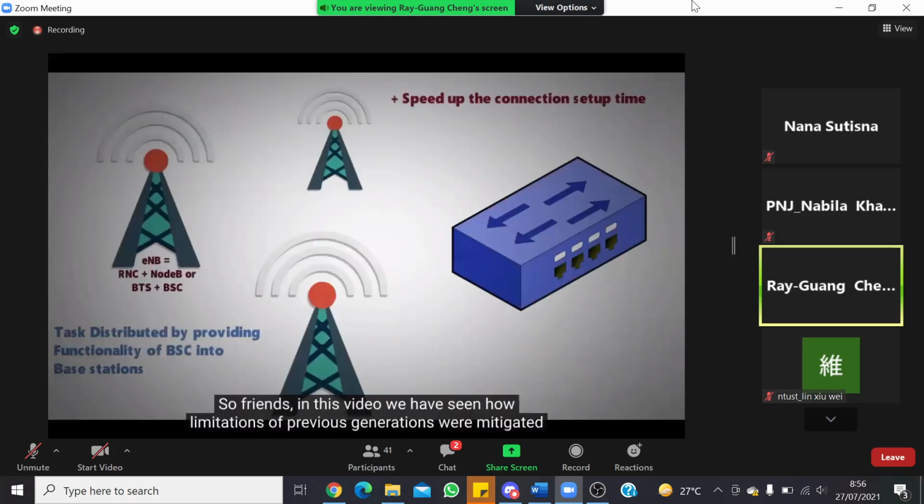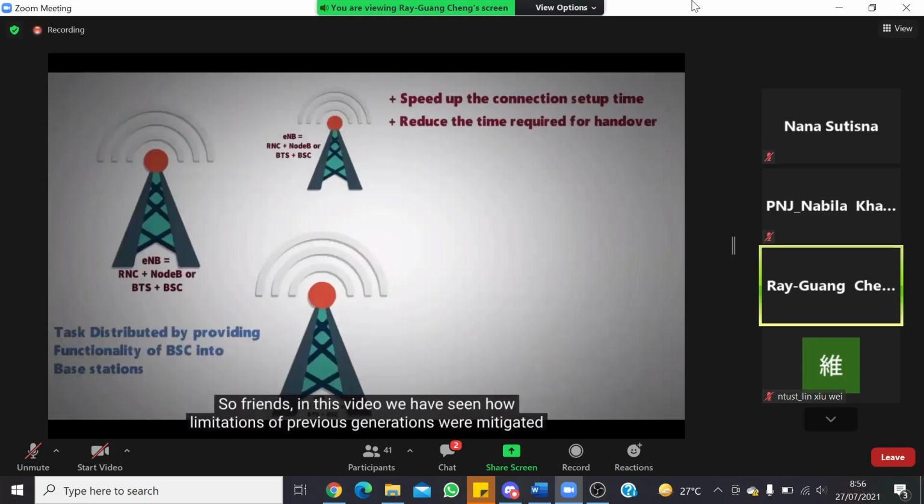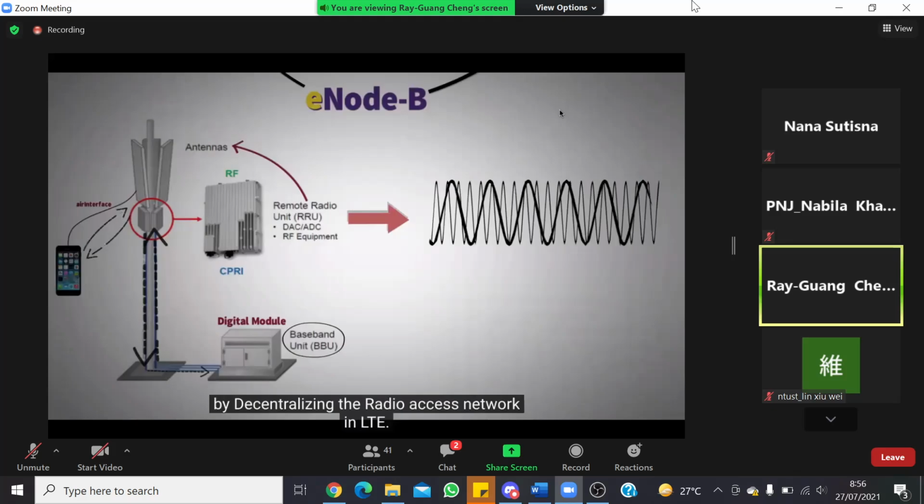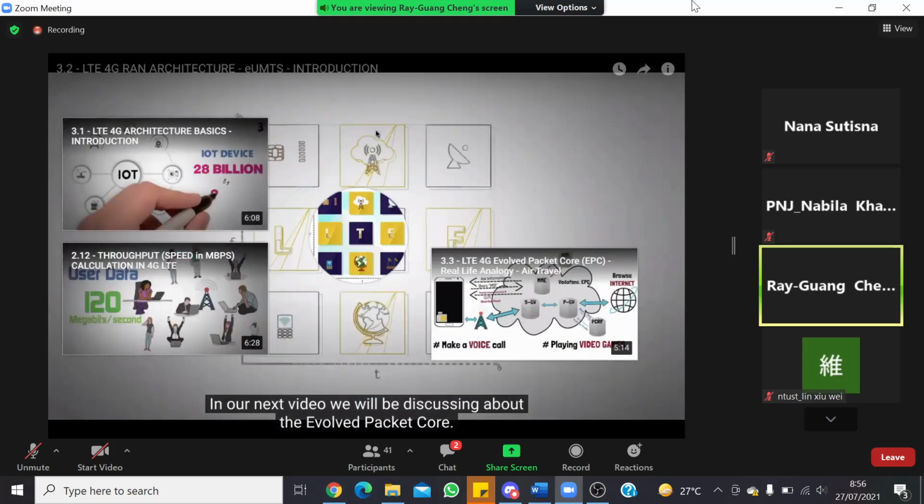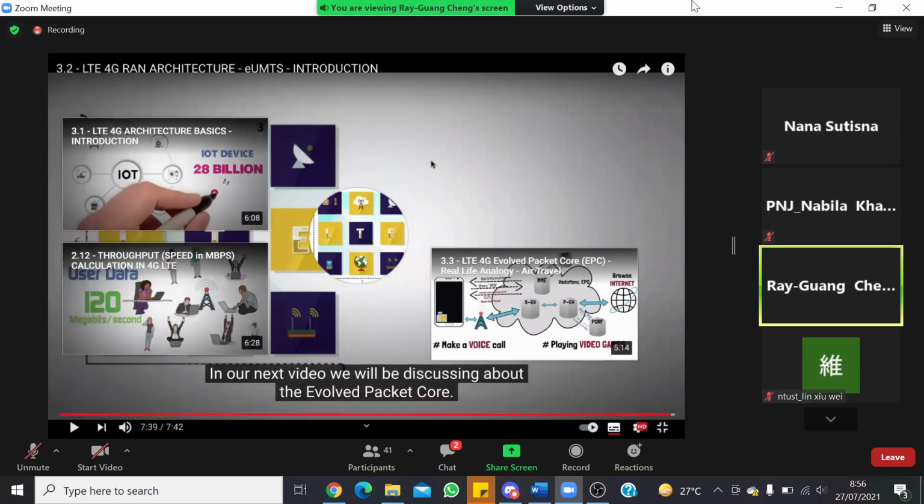So friends, in this video we have seen how limitations of the previous generation were mitigated by decentralizing the radio access network in LTE. In our next video, we will be discussing about.